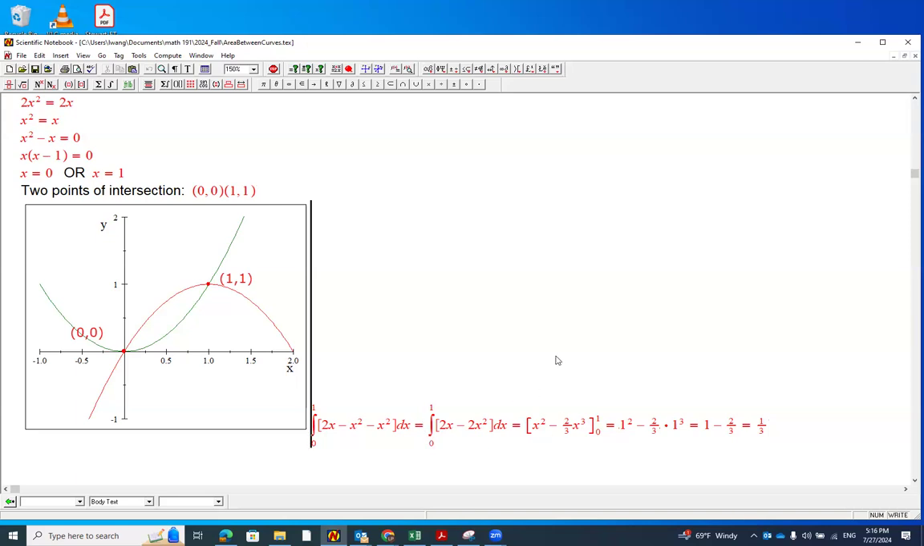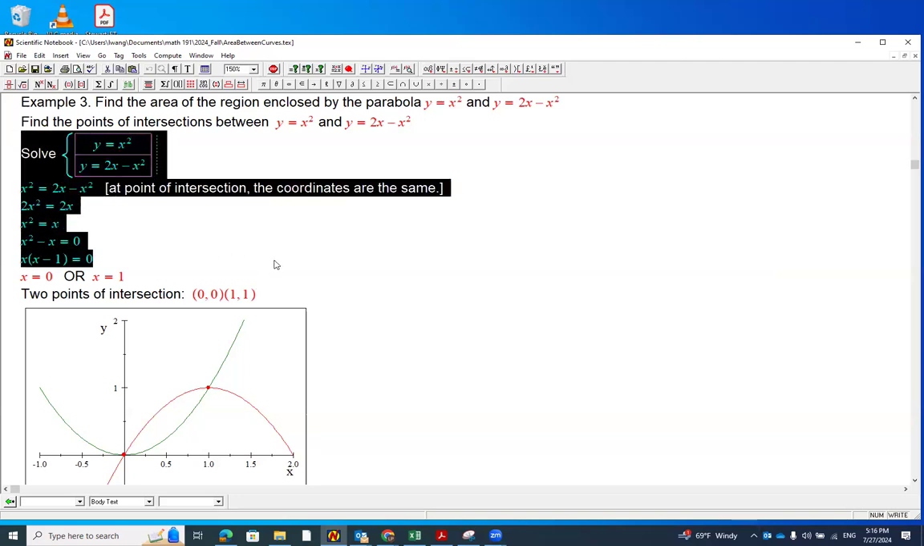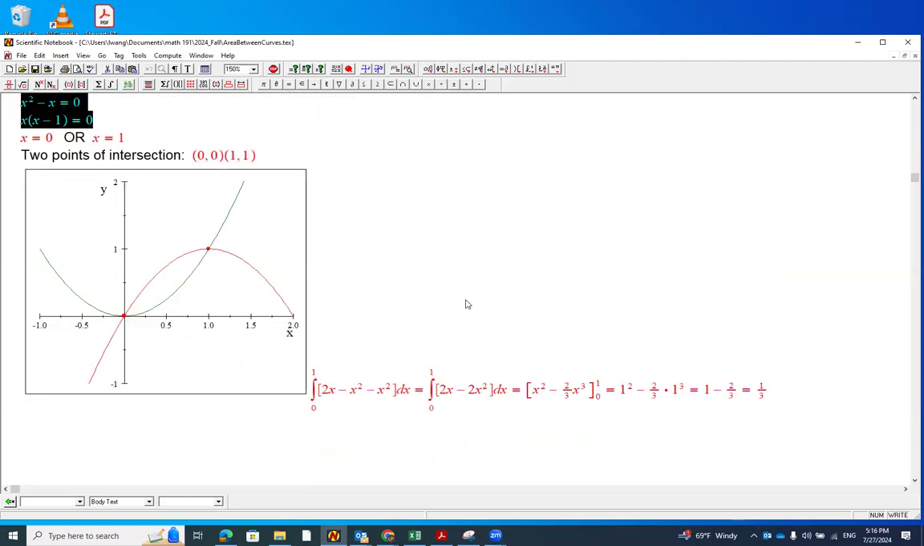But look at the second example, the third example we have here. Obviously, we have an additional step. So besides identifying the situation as the area between two curves, you also recognize that we need to find the points of intersection, because the point of intersection was not obviously given. So in some cases, we have to find the point of intersection. We use some algebraic technique to find it.